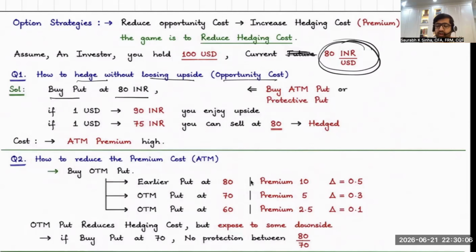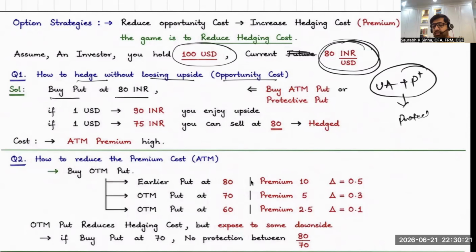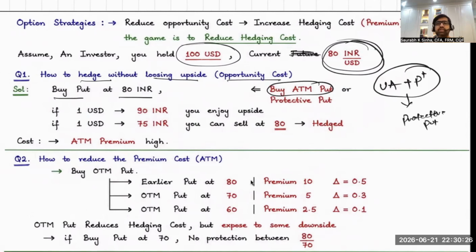You already have what? 100 USD. You can buy a put option on 100 USD at 80 INR. So you have the underlying asset and you are buying the put option. Doesn't it sound like a protective put? Yes, it is a protective put. And the put that you're buying is an at the money put. So this is strategy number one.